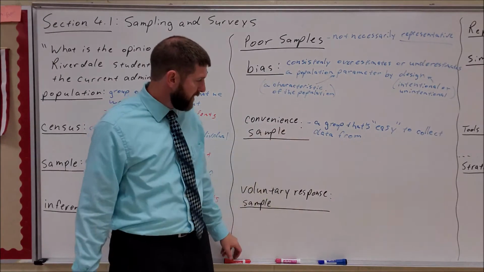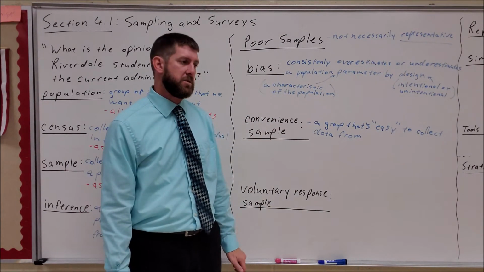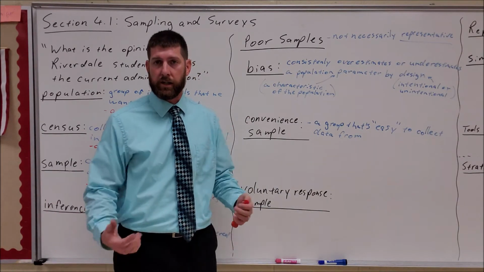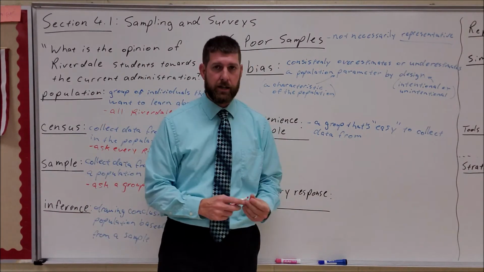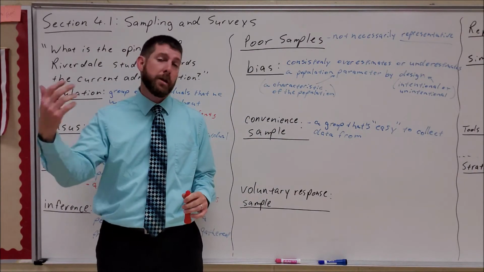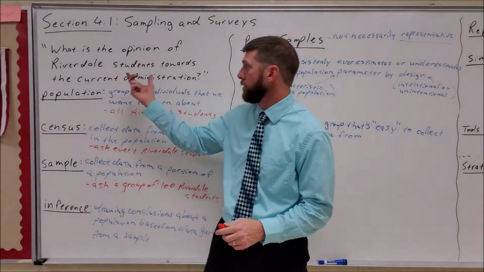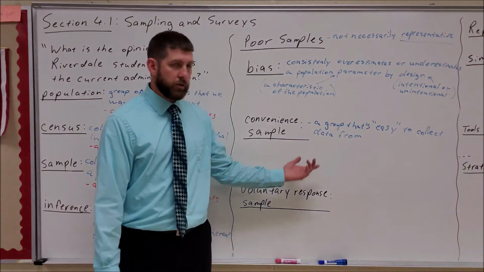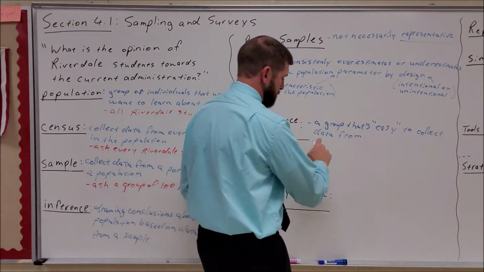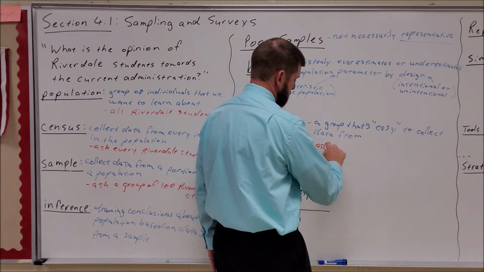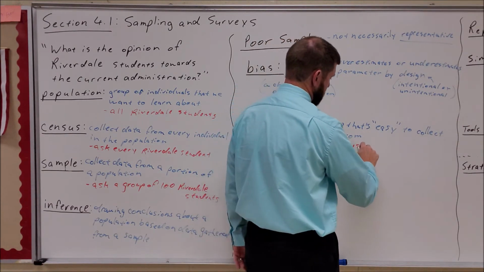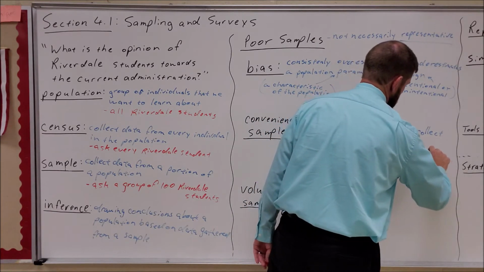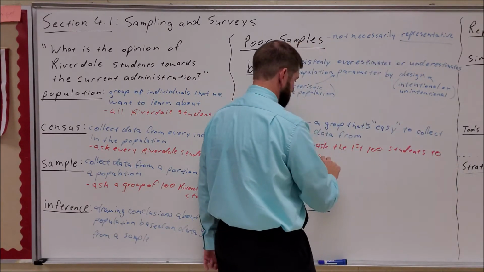A convenience sample could be if I just walked in and found the first 100 people to walk in the school building on any given day. Right? That would be convenient. I just stand at the front door, and then as people start walking in, I ask them my question. What's your opinion of our current administration at Riverdale? So that would be very convenient to do. So we could ask the first 100 students to get to school.